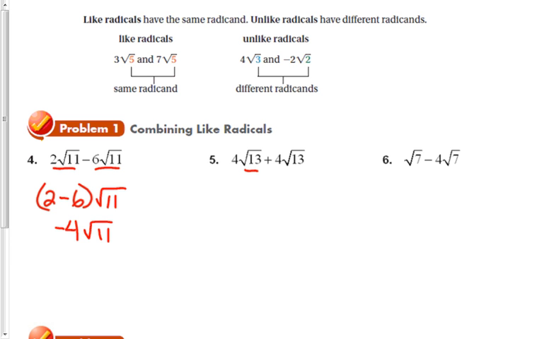Here we have a common factor of square root of 13. Let's factor that out. And we end up with 4 plus 4 times the square root of 13 using the distributive property. And so that simplifies to 8 times the square root of 13.